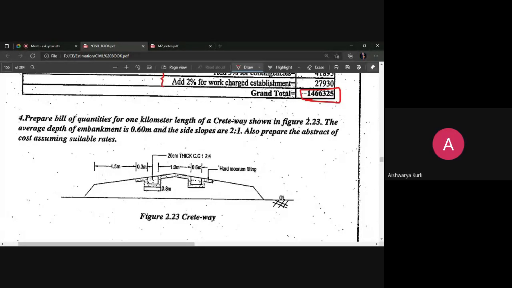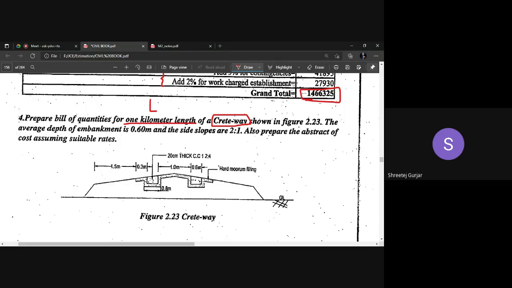Yes, sir. Okay, so this is a different kind of cross section. You can see on the screen, a very different kind of cross section. So you have to prepare a bill for the quantity of 1 kilometer length. 1 kilometer length is mentioned over here, capital L. Crete way, so they have given a shortcut way of writing concrete. They have written it in short form, like you text in your WhatsApp. Concrete way shown in figure 2.23.